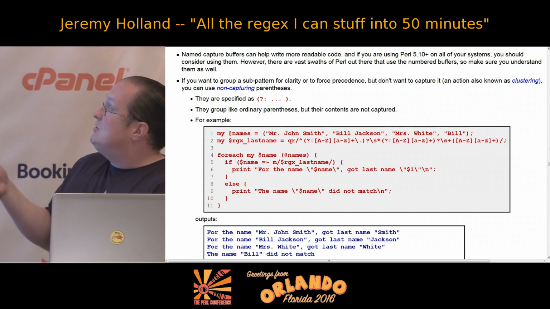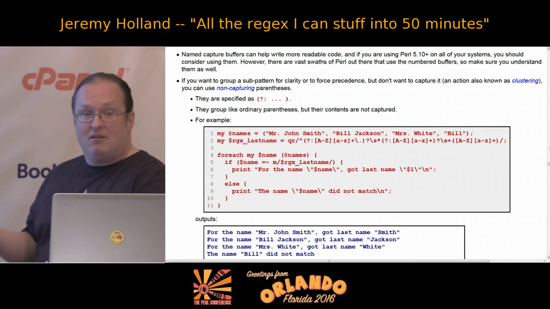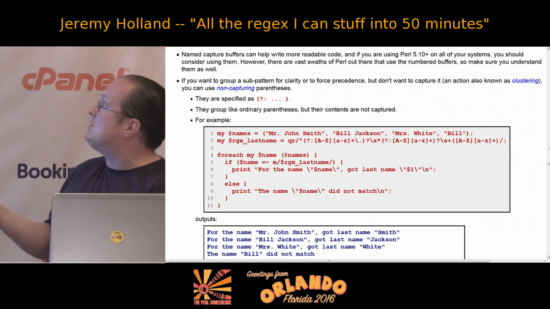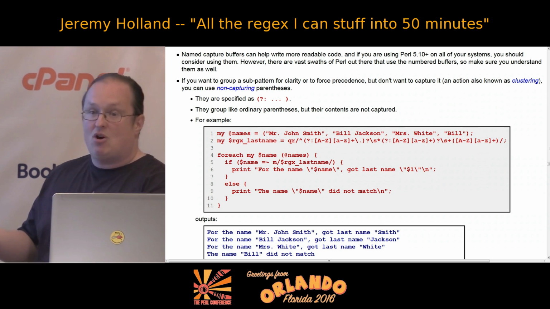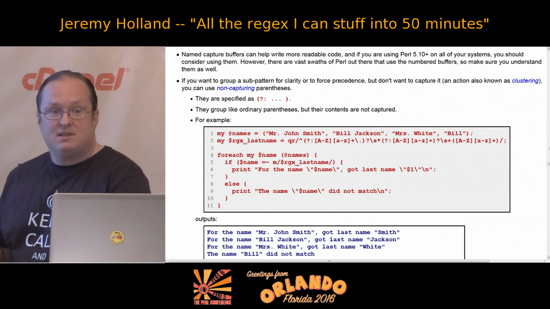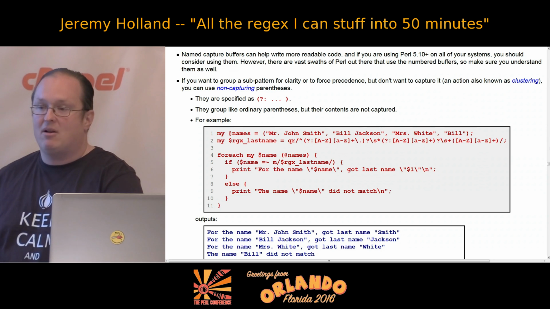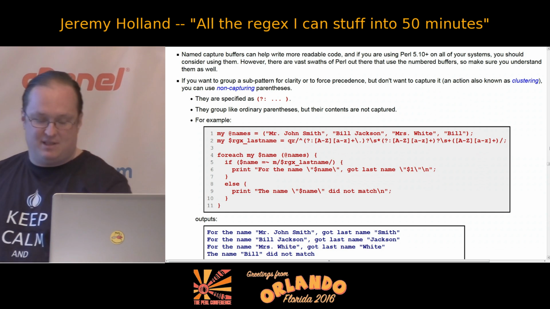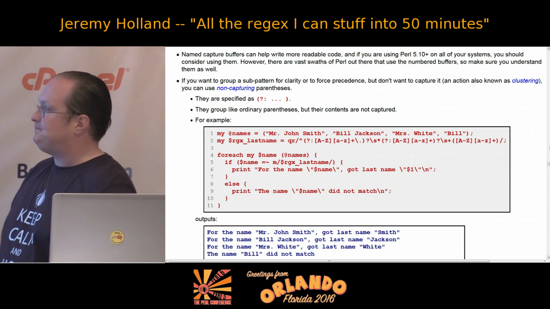If you want to cluster for clarity or for precedence reasons, but you don't want to capture, you can spell your parentheses open paren, question mark, colon, close paren. And now those parts of the subpattern will not be captured, but it still counts as parentheses for purposes of precedence and grouping.